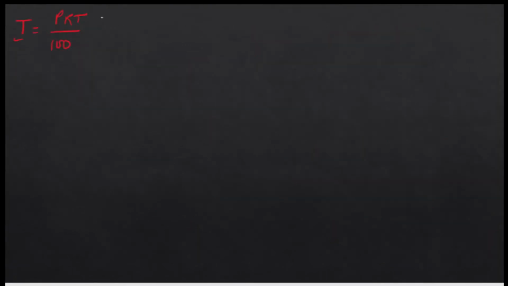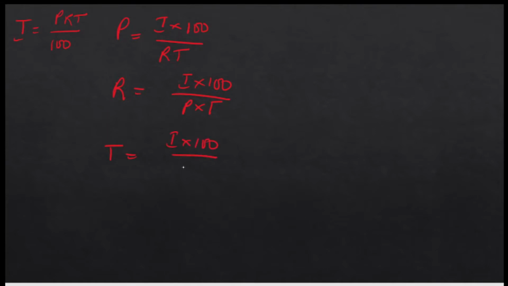After getting the formula for interest as PRT over 100, you can just play around with the terms to get principal in terms of R, T and I. Principal becomes I into 100 by R into T. Or you can get rate as interest into 100 by P into T. Or you can get time as I into 100 by P into R.